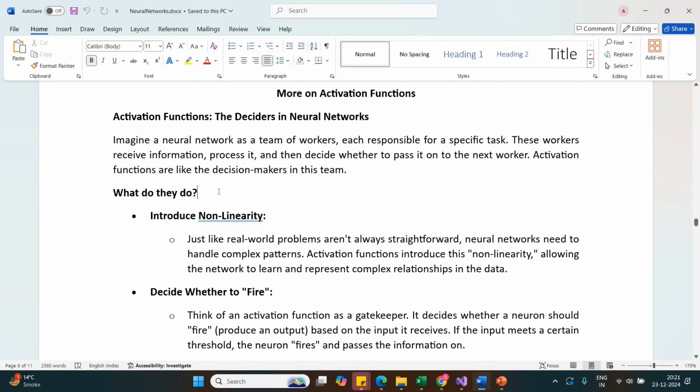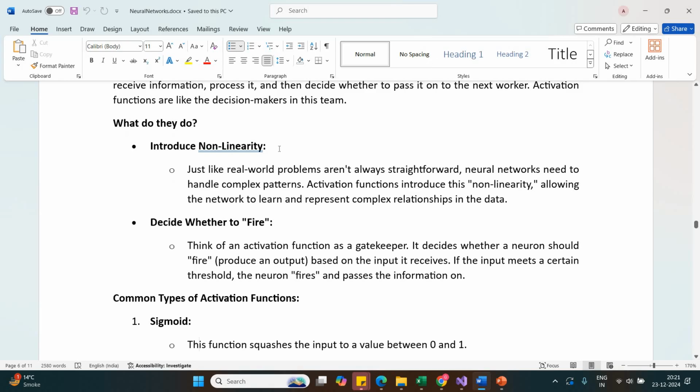So what exactly does an activation function do? It introduces non-linearity. Whatever you see on my screen, you will not find anywhere on the internet, because these are my personal notes created from various sources after taking some understanding, and then I'm presenting it to you. But with the help of these examples, you will be able to get a fair understanding of neural networks.